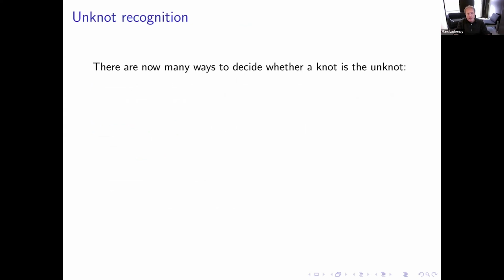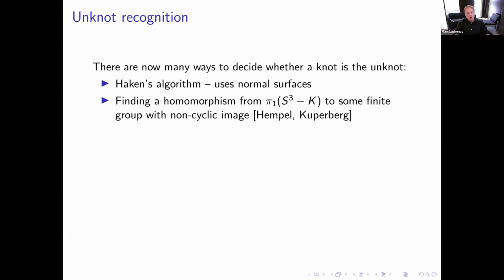So now, though, there are many other ways to decide whether or not a knot is the unknot. And here's a list of, I think, a complete list. You can use Haken's algorithm. You can look at the fundamental group of the knot complement. And in general, you can create a presentation of that group. That's not so hard, but dealing with finitely presented groups is a difficult thing in general. But it turns out that it's useful to consider homomorphisms from that group to finite groups with non-cyclic image.